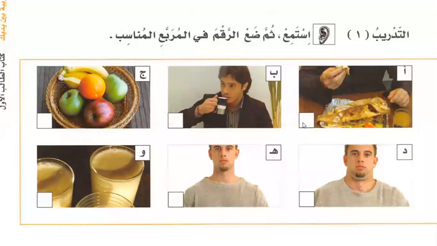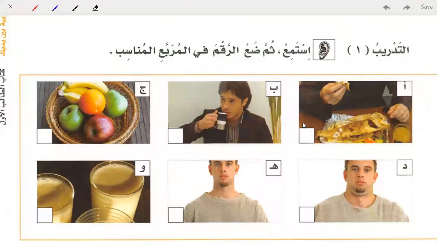So the first one is Anta Saminun Jiddan. You will write one on this picture. Then Ahmadu Ya'kulu Samaka. You will write two on this picture. Anta Nahifun Jiddan. You will write three on this picture.